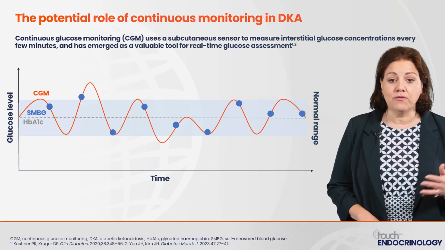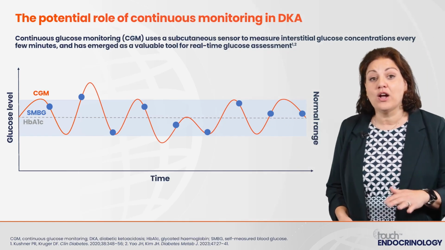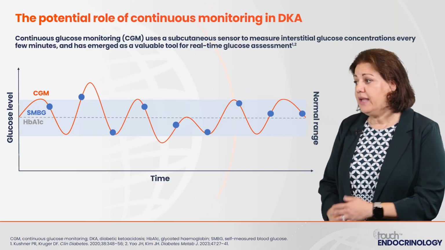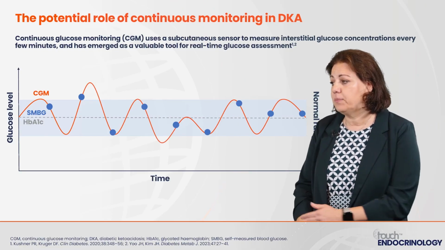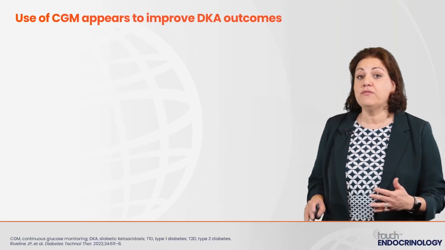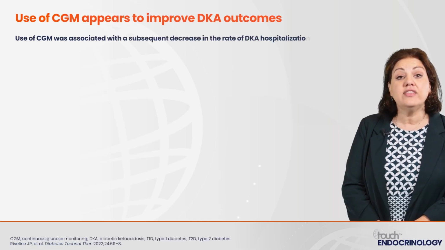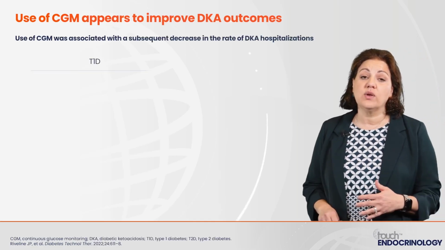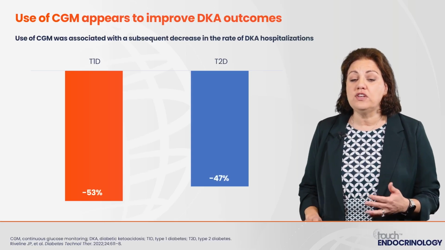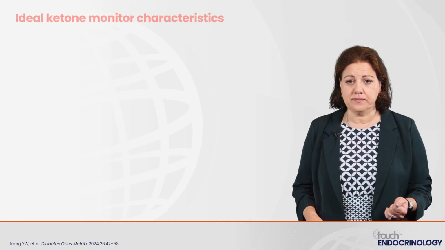If you have real-time video, we can understand exactly what happened, go to playback, see what caused things to occur. So CGM is so much more powerful in helping us optimize therapy for people living with diabetes. Now, use of CGM has been found to decrease the rate of DKA hospitalization. And this is true regardless of whether an individual has type 1 or type 2 diabetes, where there's an almost 50% reduction when CGM is added to the treatment regimen.